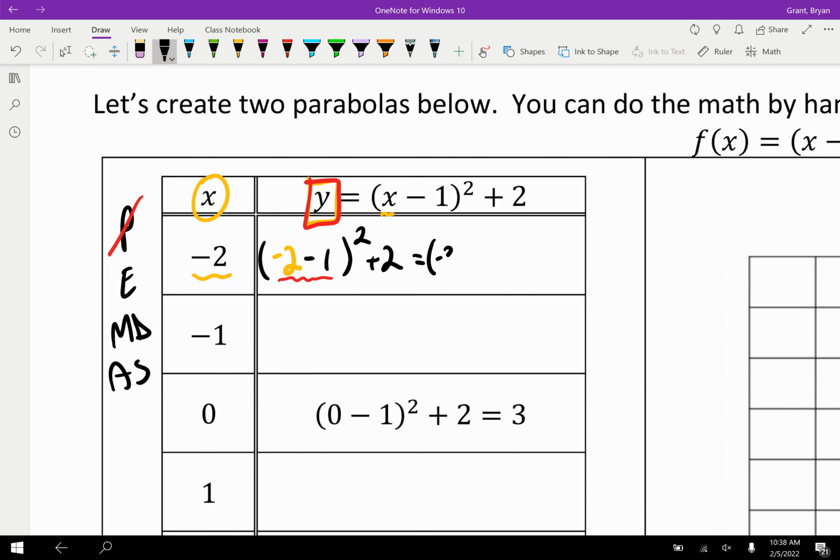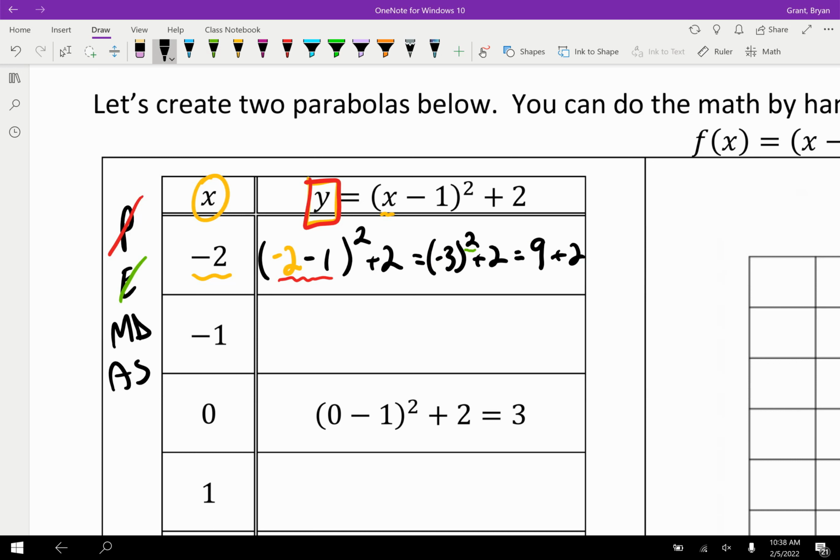-2 minus 1 is -3. Everything else, though, stays the same. We're done with the parentheses. Now we're on to the exponents. The exponent says take -3 and multiply it by itself. -3 times itself is 9. There's still a +2 at the end.